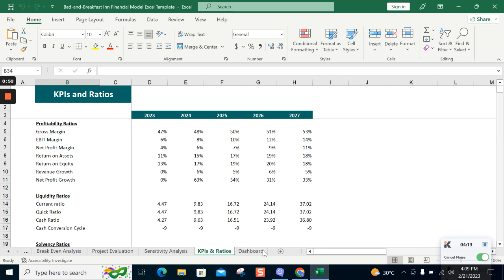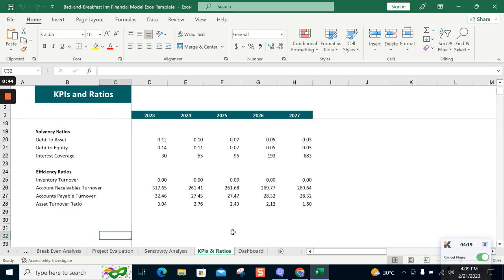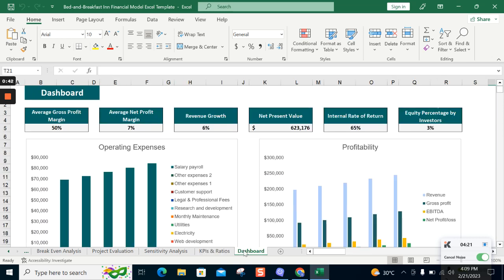KPIs. So the sheet estimates the profitability, liquidity, solvency, and efficiency ratios, and at last the dashboard. The dashboard provides a graphical representation of how your company is performing over the years. Average gross profit, average net profit, revenue growth, net present value, internal rate of return, and equity percentage by investors is also mentioned here above.